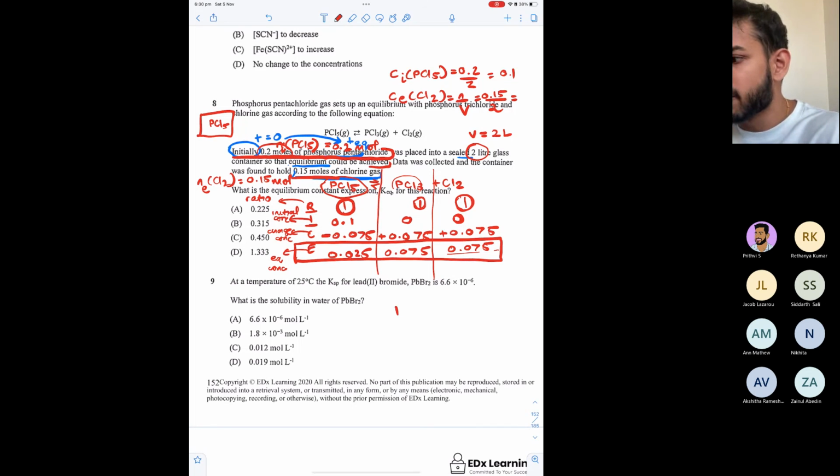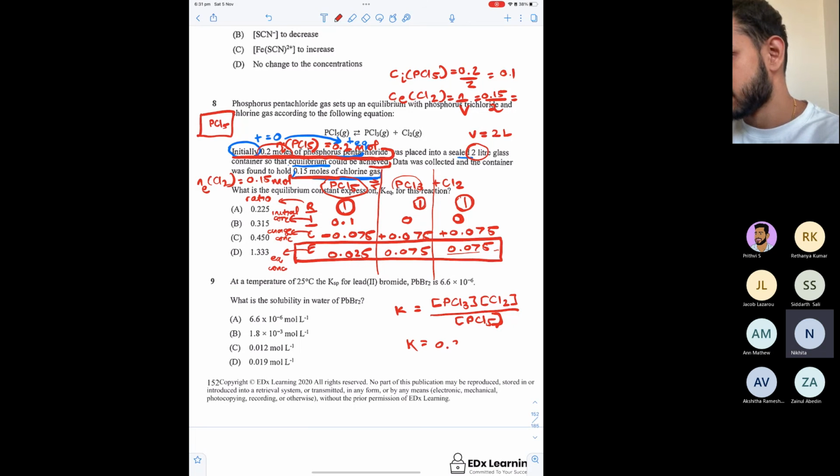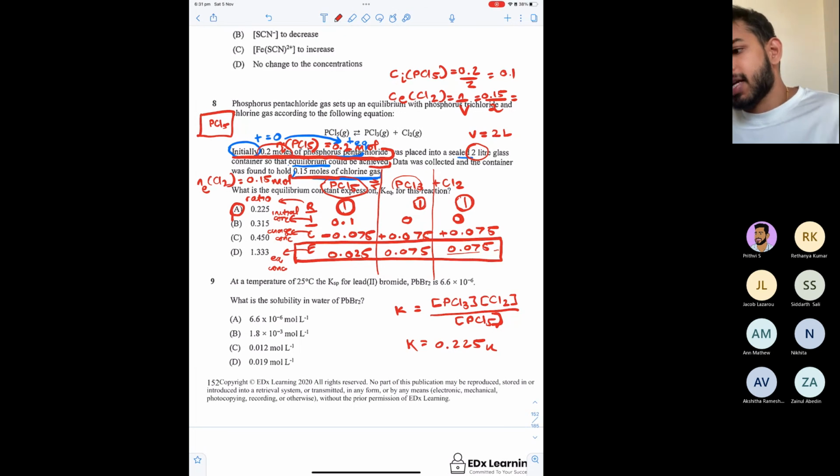So now what we're going to do, everyone, is find the expression for K. And what is the expression for K for this equation? It is PCl3 times Cl2 over PCl5. Good. And now, when we sub that in, Nikita, what do we get as our answer? 0.225. Nailed it. And what's the unit, Nikita? There's no units. Very good. So the answer is A. And so that leaves us with how to do RICE tables.